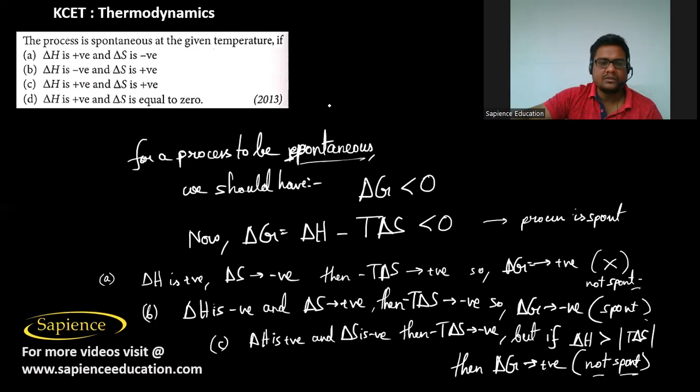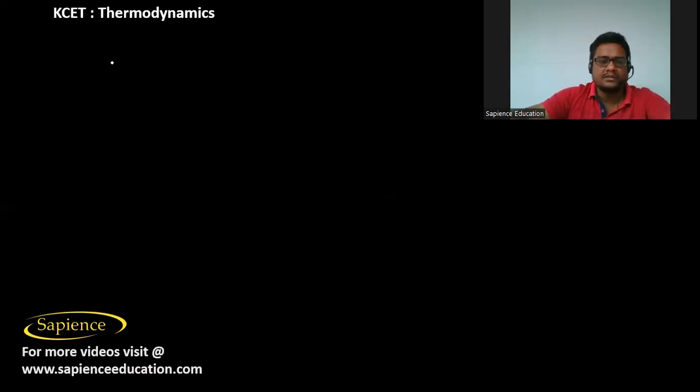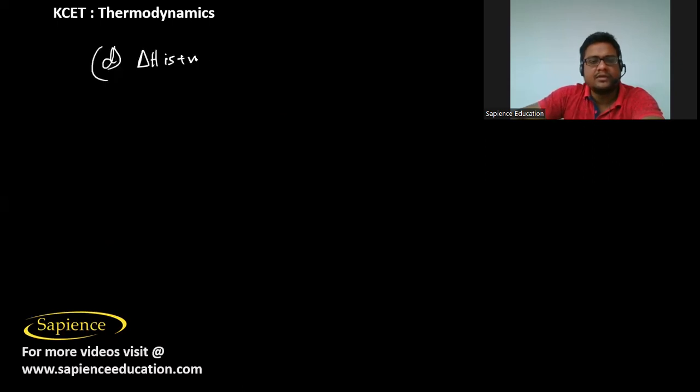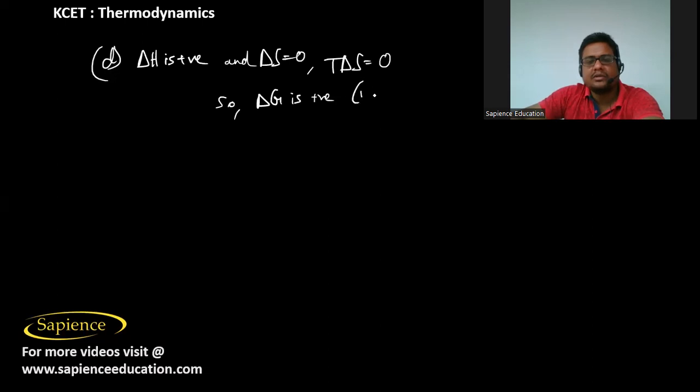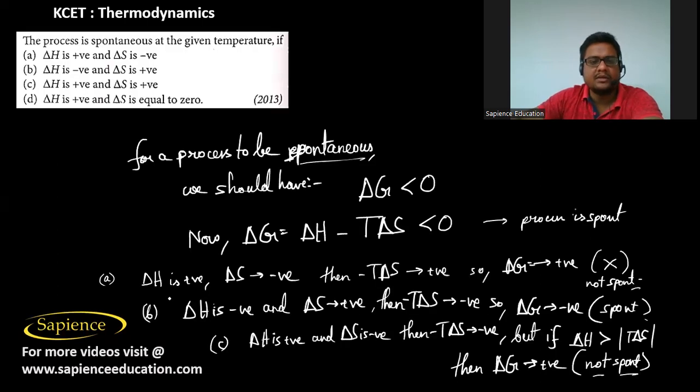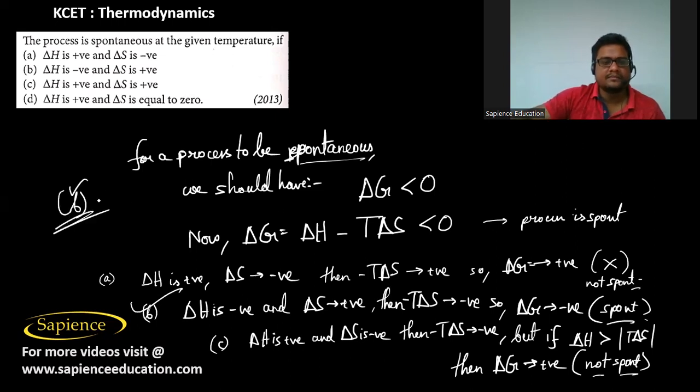And in part D, it is told that delta H is positive and delta S is equal to 0. So here T delta S will also be equal to 0 only. So delta G is positive, and the process will be non-spontaneous. So only in the case of option B can we say that at any temperature the process will be spontaneous. Option B is the correct answer.